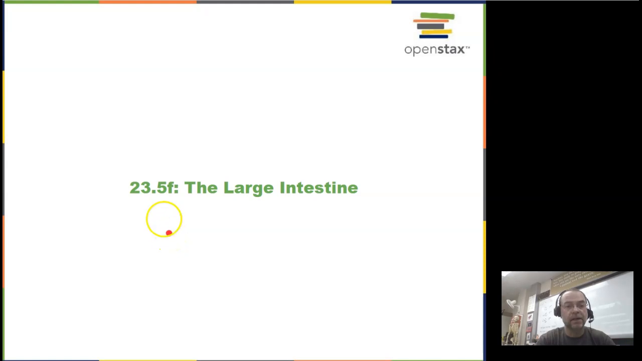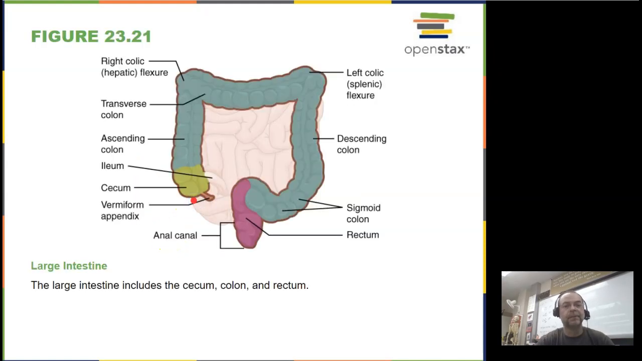Now let's take a look at the large intestine. So the large intestine is the last portion of the alimentary canal or food tube. So the large intestine joins up with the last portion of the small intestine.